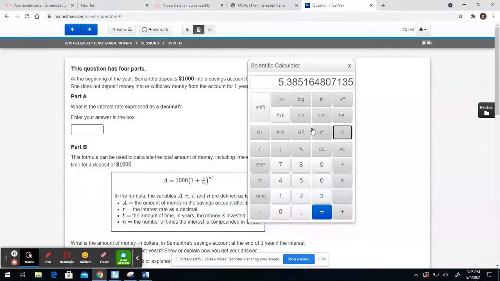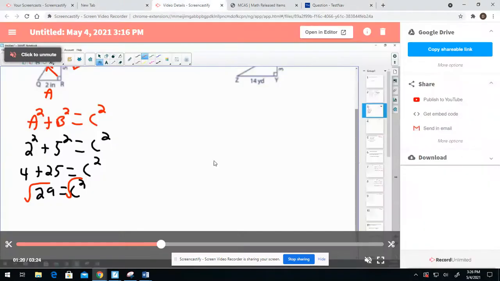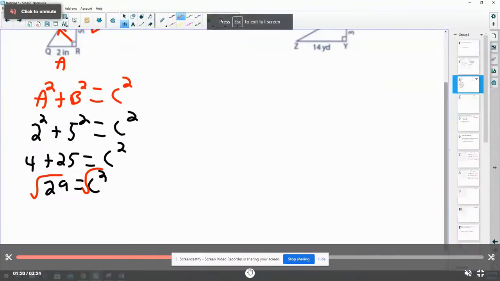And the squared button's right here. So if you wanted to do 2 squared, there's your 2 squared is 4. All right, so at the end 29, square root button, that's the squared button. Let me get back to this. Okay, so take the square root, and it's going to be 5.39.